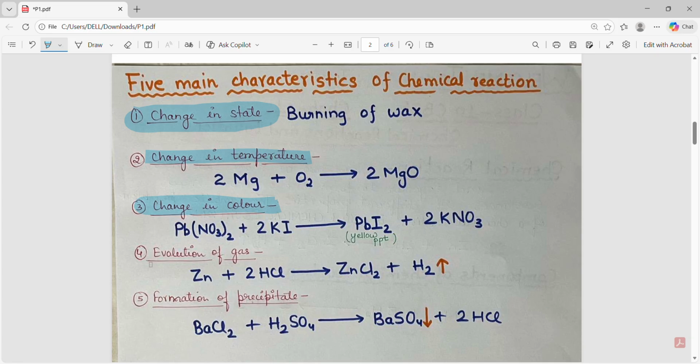There might also be evolution of gas. Sometimes a pop sound is there for hydrogen, effervescence is there for carbon dioxide. And if nothing else happens, at least precipitate formation is there. I hope you all know the precipitate: the insoluble particles left in the solution are known as precipitate. These are the reactions demonstrating how the five main characteristics happen.